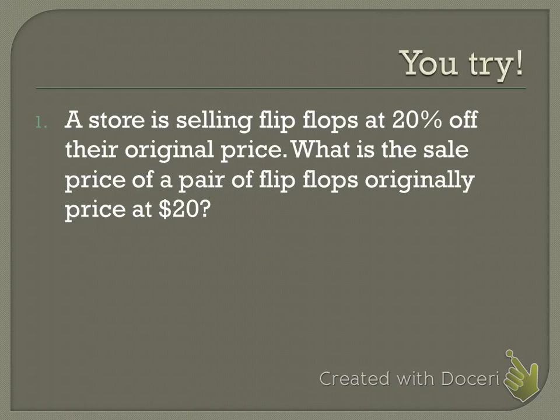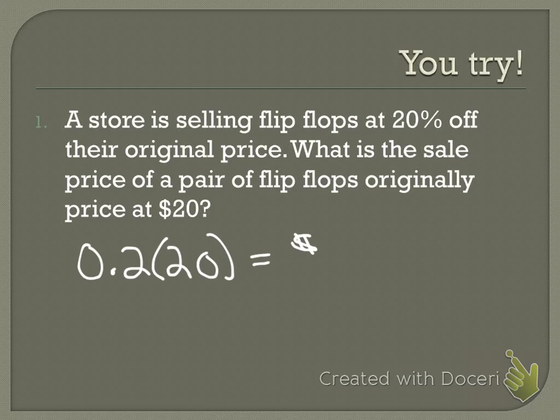It says a store is selling flip-flops at 20% off their original price. What is the sale price of the flip-flops originally priced at $20? What do you do first? You have to change the percent to a decimal and multiply it. And what do you get? $4. And now do you add or subtract it, Ashley? You add or subtract it from the 20.